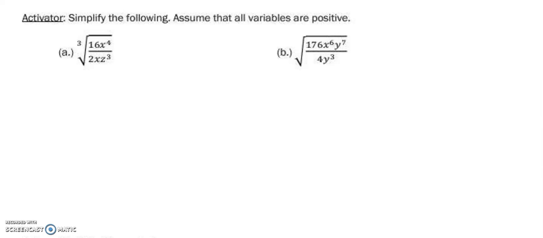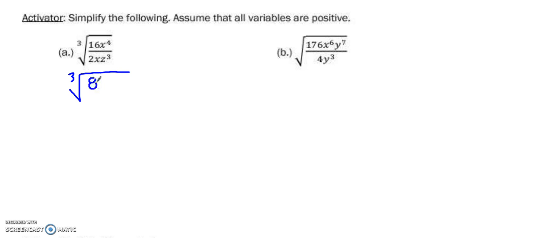All right, when we're simplifying a problem like part A, the first thing that we want to do is simplify that fraction inside the radical. So I'm going to go ahead and do that first. First, we focus on our numbers. We have a 16 in the numerator and a 2 in the denominator. We can cancel 2 out of both of those. Gives us 8 in our numerator.